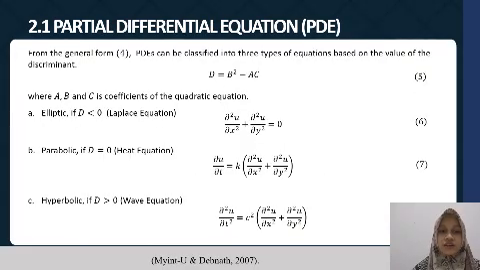From the general form of the equations, PDEs can be classified into three types of equation based on the value of the discriminant, where a, b, and c are coefficients of the quadratic equation. We call it elliptic if D is less than zero, parabolic if D equals zero, and the last is hyperbolic if D is greater than zero.